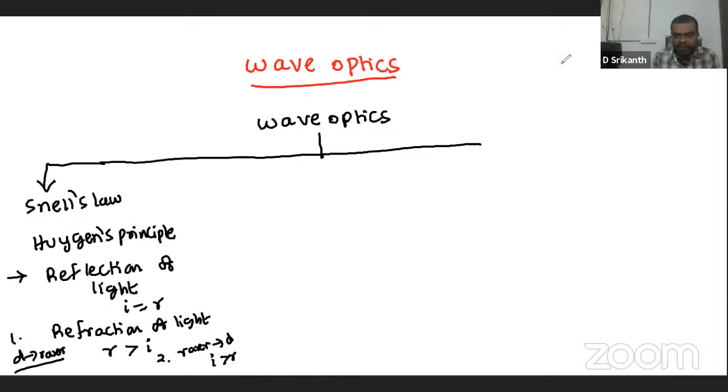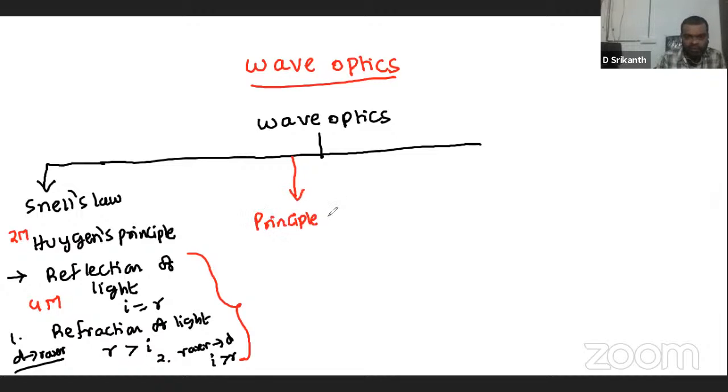These three questions, every time in your board, either IPE or AP board, they are asking one question for 4 marks. Most importantly, this Huygens principle they are asking in the 2-mark question. And in JEE Mains, out of 41 years, 2 years they asked on Snell's law only, application of Snell's law only.